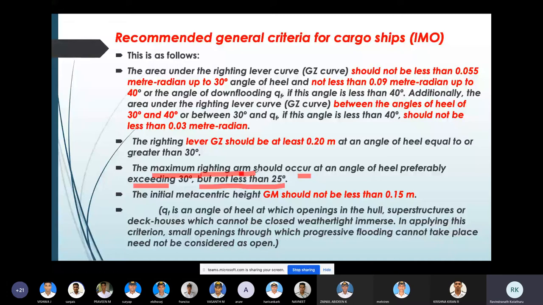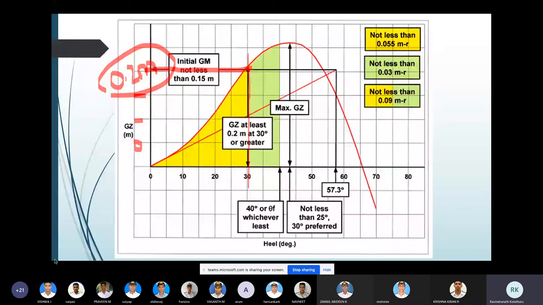Maximum writing arm. No idea. No idea, sir. Okay. So it's basically your GZ curve.